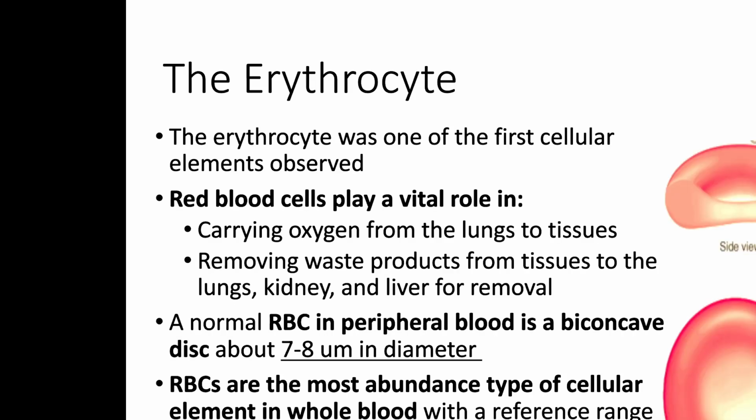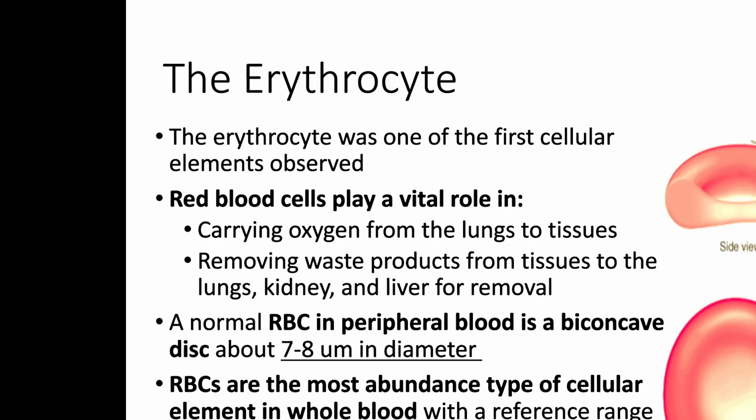So the red cell was one of the first cellular elements that was ever observed, and they play a vital role in being able to carry oxygen from the lungs to the tissues, as well as removing waste products from the tissues and allowing them to be transported to the lungs, kidney, and liver for removal.